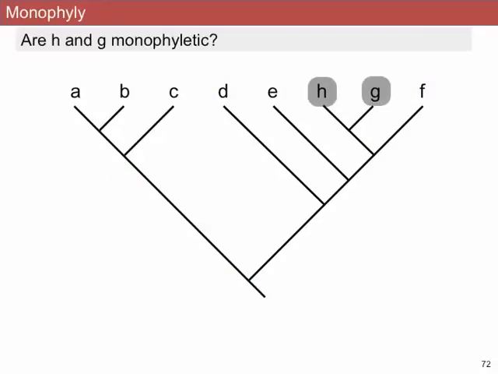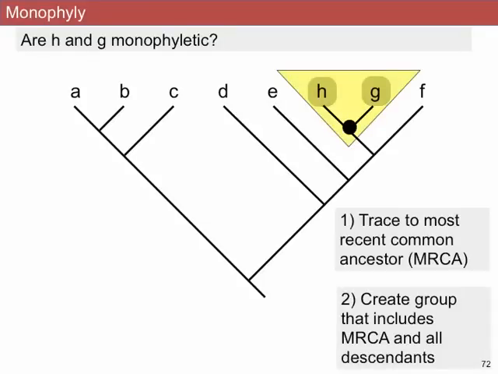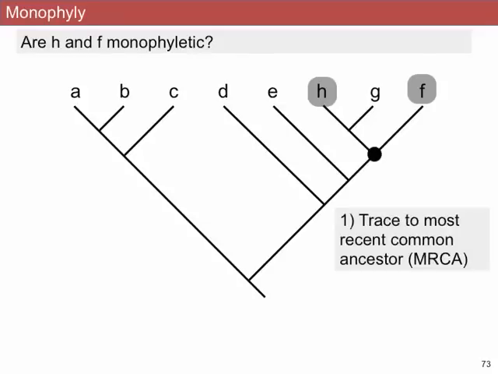So again, let's just look at this in terms of groupings of organisms. If someone asks you, are G and H monophyletic? You trace to their most recent common ancestor, and you can make a grouping that includes that most recent common ancestor and G and H and no other taxa. So therefore, G and H are monophyletic. Are H and F monophyletic? No, right? Because if we tried to make a grouping that included the common ancestor of H and F, which is down here, we couldn't make that grouping and not include G. So H and F together are a non-monophyletic grouping.